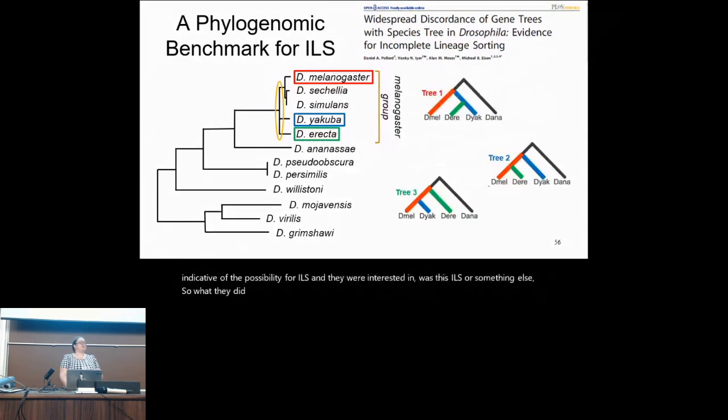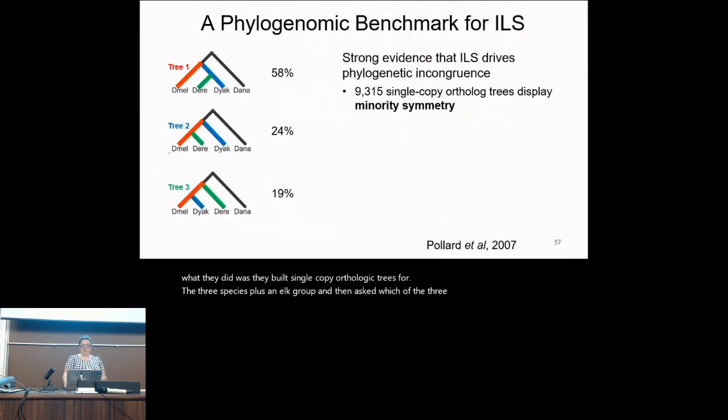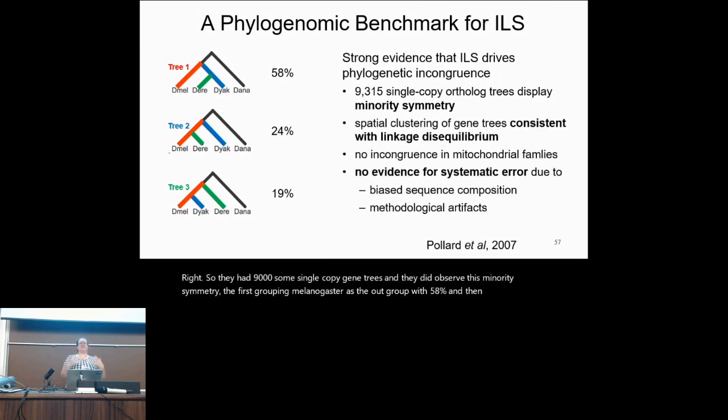So what they did was they built single copy ortholog trees for the 3 species plus an outgroup, and then asked which of the 3 topologies were observed. Right, so they had 9,000 some single copy gene trees, and they did observe this minority symmetry, the first grouping Melanogaster as the outgroup with 58%. And then they used a lot of additional information that was more indicative of ILS than other events occurring, specifically looking at mitochondrial genomes and synteny information. And they also examined systematic error.